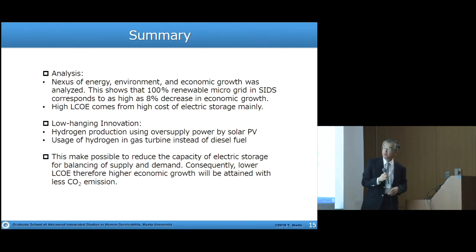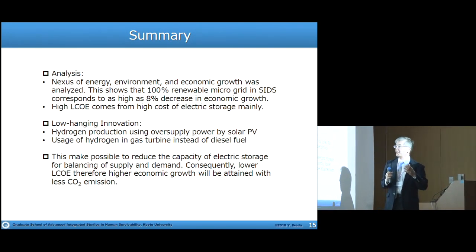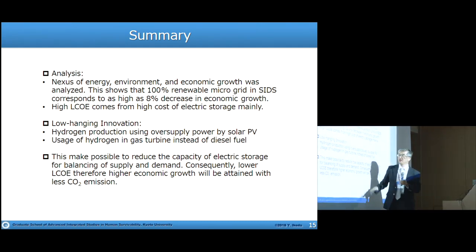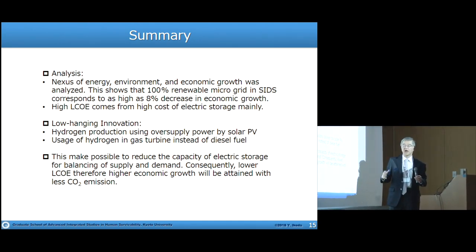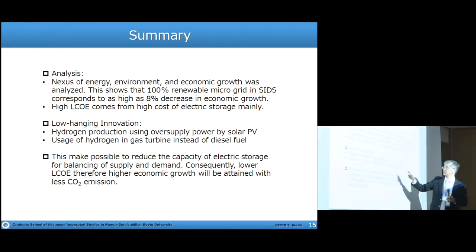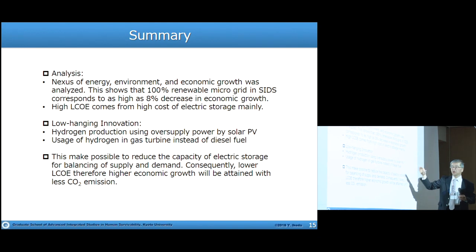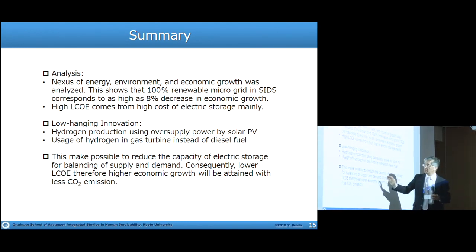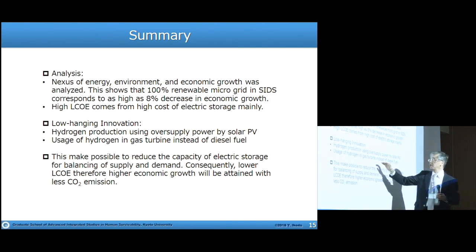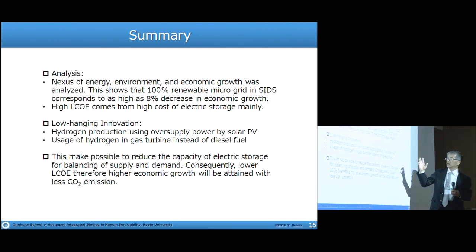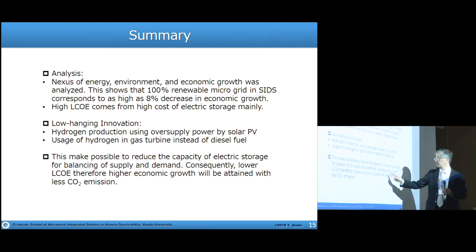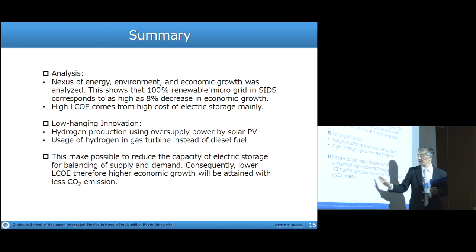Next is a summary, but we have a different way, a low hanging innovation. Instead of using a highly costly electric storage, we can use hydrogen. Hydrogen production using oversupply power by solar PV during the day is possible, a relatively easy way. And hydrogen is used in a gas turbine instead of diesel fuel, diesel power. So this is a different pathway to curtail CO2 emission in the state. This will make it possible to reduce the capacity of electric storage for balancing supply and demand.